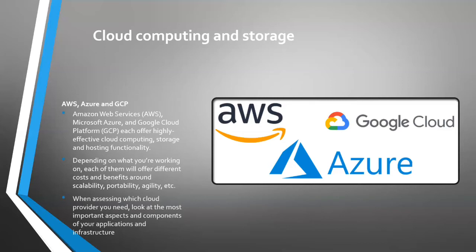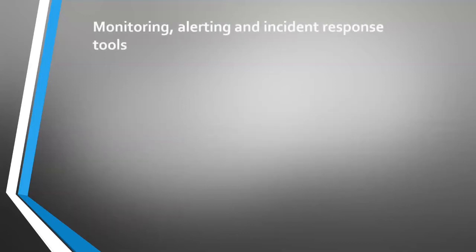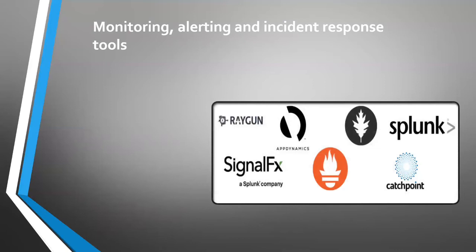Amazon Web Services, Microsoft Azure, and Google Cloud Platform each offer highly effective cloud computing, storage, and hosting functionality. Depending on what you are working on, each of them will offer different costs and benefits around scalability, portability, agility, etc. When assessing which cloud provider you need, look at the most important aspects and components of your applications and infrastructure and determine which one makes the most sense.